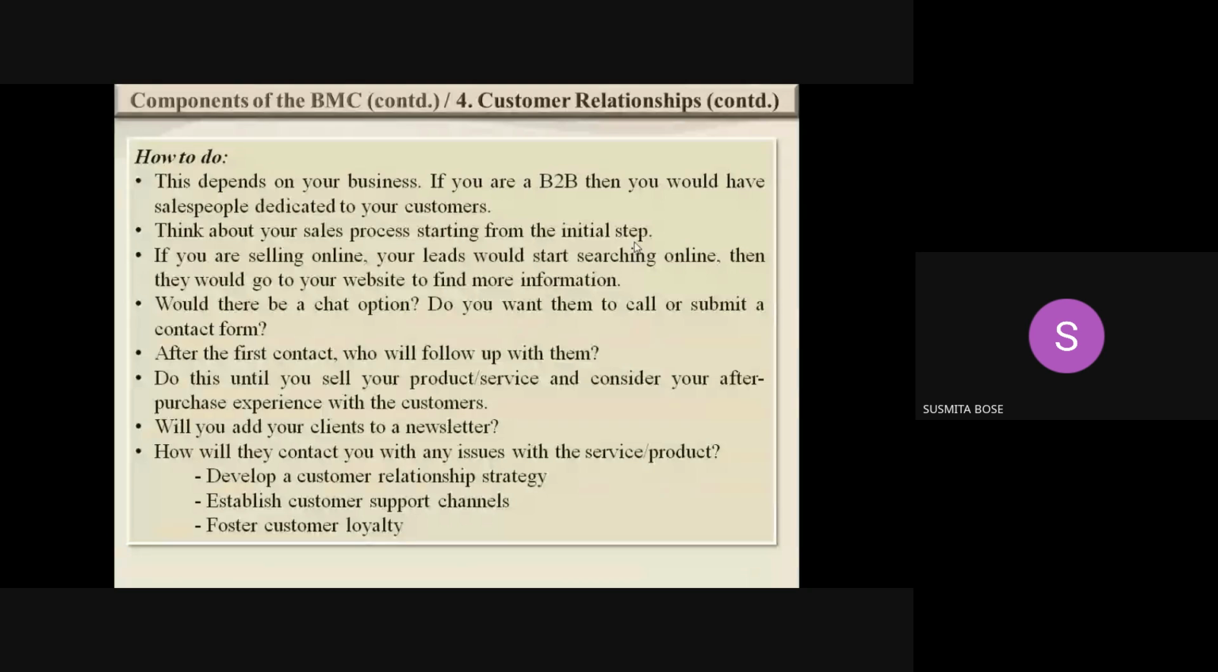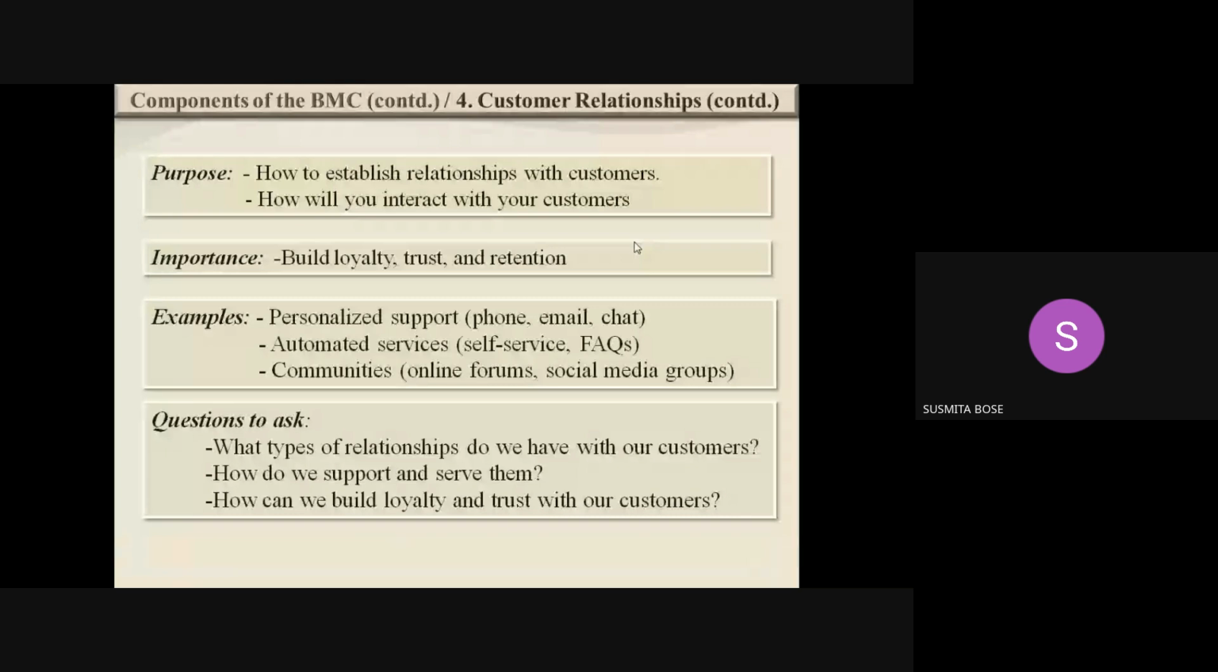How will they contact you? If they have any issue or any problem with the service and product, how will they contact you? So you have to develop a customer relationship strategy. You have to establish customer support channels, and you have to foster customer loyalty. The importance of this segment is to build loyalty, trust, and retention, customer retention. You have to hold the customer. It is not that you have sold the product and now it's better to forget that customer. No, you have to retain that customer with you so that the customer stays with you.